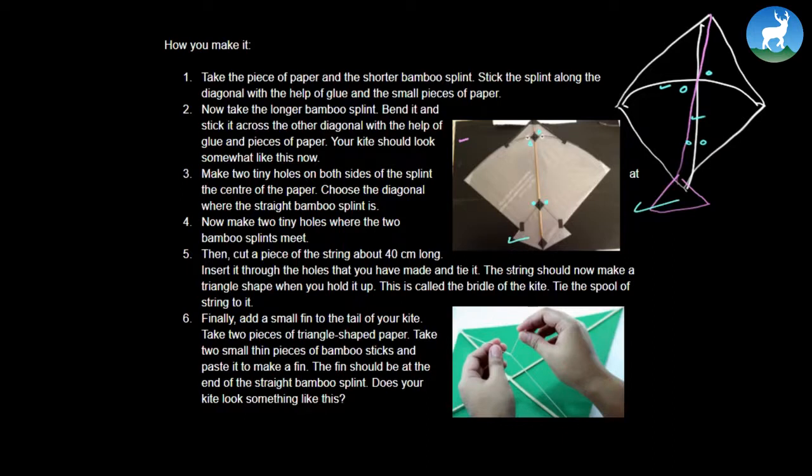Does your kite look something like this? Now this is how your kite should look by now, if you're following the instructions properly. Okay, and remember the triangle bridle we're talking about? Alright, it must give you something like shape, something like this. Okay, and from here again, you'll attach it to the main thread. Okay, so this is the instruction here has been given to make a kite.